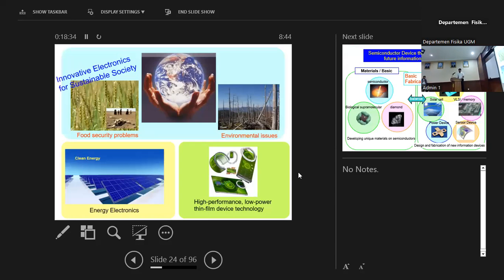In our lab, we aim to tackle the problems in developing a sustainable society. We aim to develop innovative electronics for a sustainable society in order to address food security problems and environmental issues. We do that by developing devices for energy electronics and using high performance, low power thin film device technology.